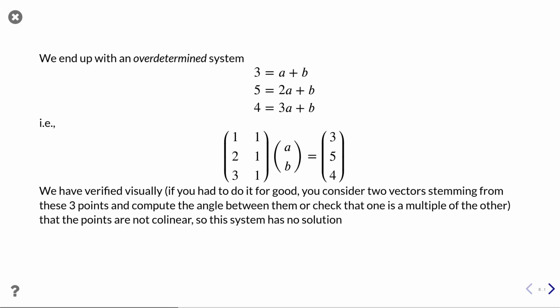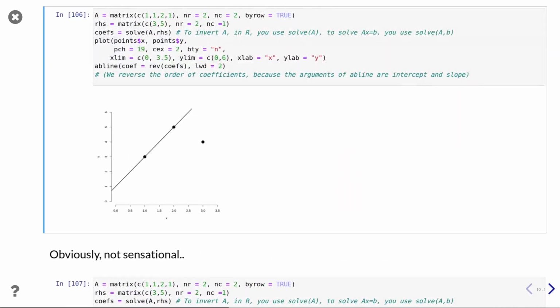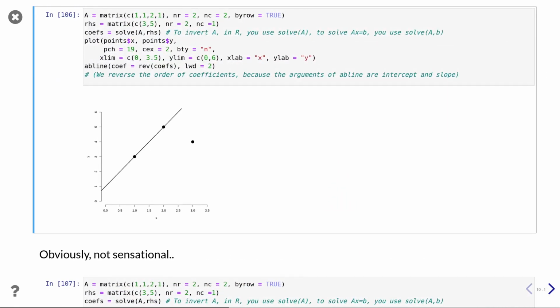So we know that such an overdetermined system is going to have no solution. So what can we do? Well, instead of trying to put a line through the 3 points, we're going to try to put a line that is the closest possible to the 3 points. So let me show you this. This is interesting, so I'll make a new slide.